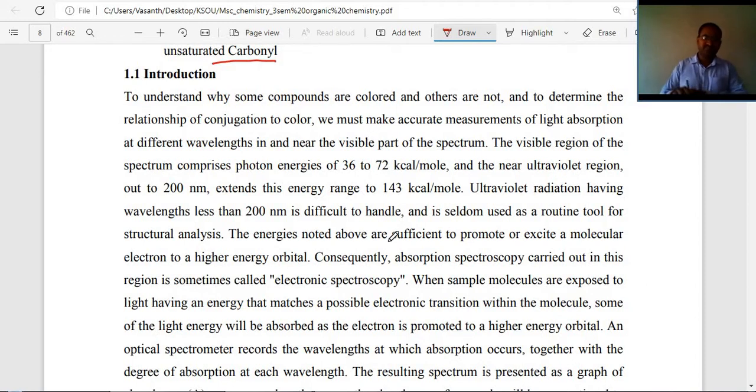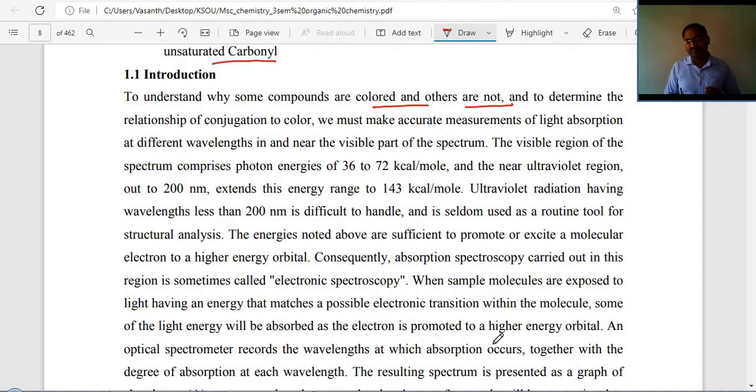we understand why some chemical compounds are colored and others are not. Just think, among chemical compounds, some are colored in nature, some of them are colorless. To determine the relations of conjugation to color, we must make accurate measurements of light absorption at different wavelengths in and near the visible part of the spectrum.